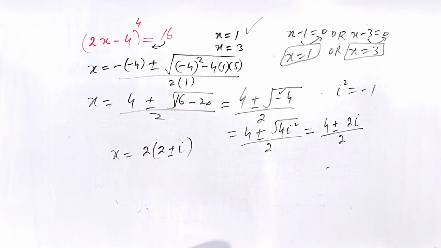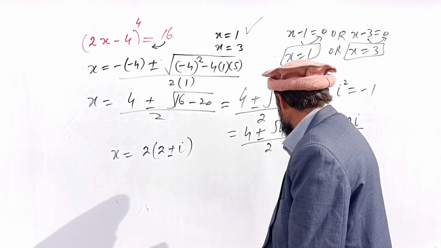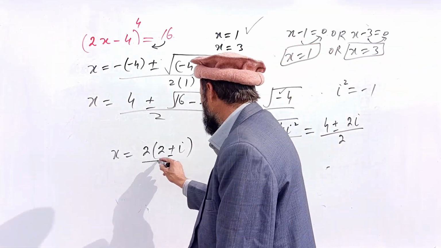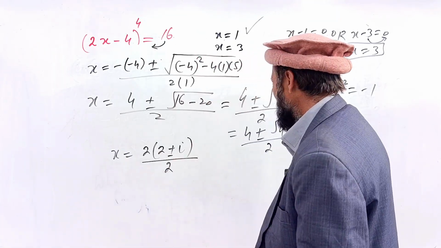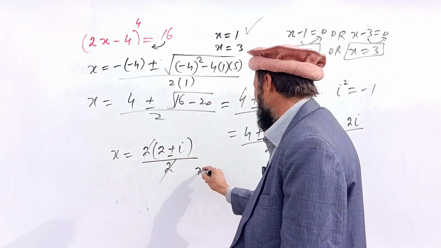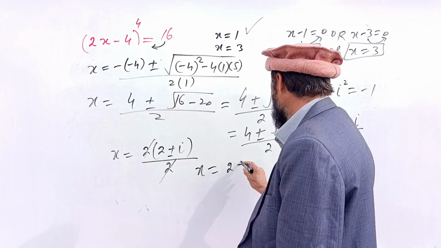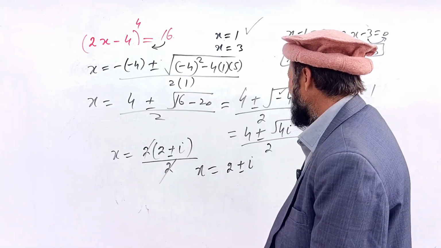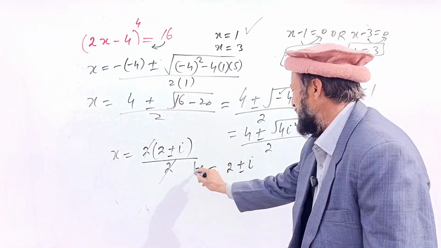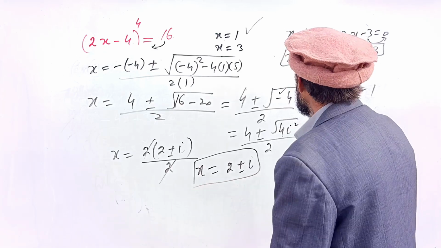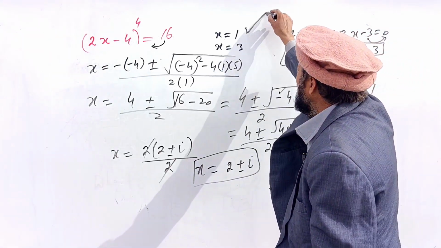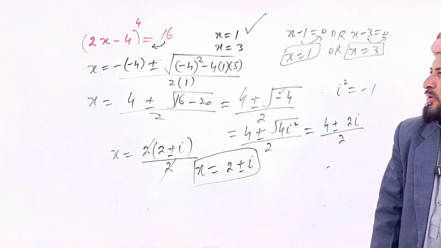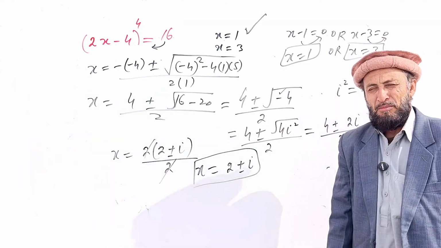Divided by 2, so this 2 cancels. x is equal to 2 plus minus iota is the solution of this equation, but that is not possible. So the original solution is x is equal to 1 and x is equal to 3 by both methods.